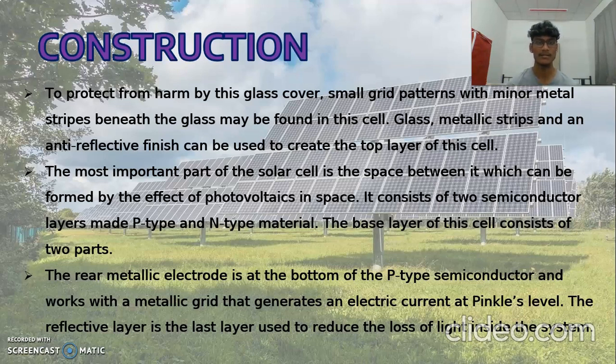The base layer of the cell consists of two parts. The rear metallic electrode is at the bottom of the P-type semiconductor and works with a metallic grid that generates an electric current. The reflective layer is the last layer used to reduce the loss of light inside the system.